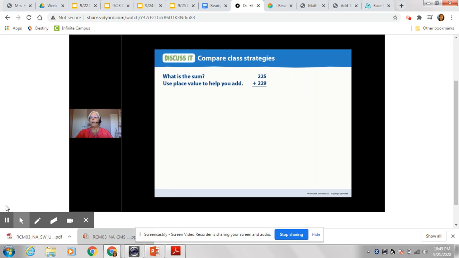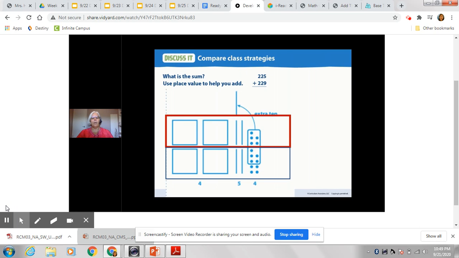Now let's look at some ways to solve the problem. In this example, the red box shows the 225 when we use our base 10 blocks, and the blue box below shows the 229 when we use our base 10 blocks. Let's look at how this person combined these together to find their answer.